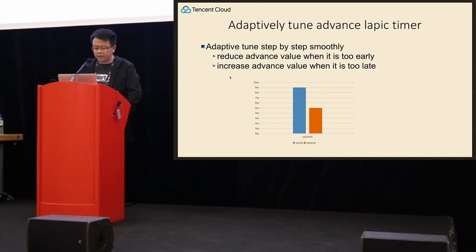It has an initial value. Then we adaptively tune the advance value step by step smoothly. When the guest is aware the timer interrupt is too early, then we will reduce the advance value. When it is too late, we can increase the advance value. Let's see the performance number.